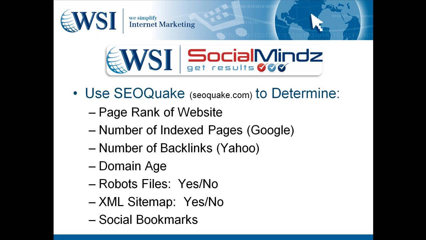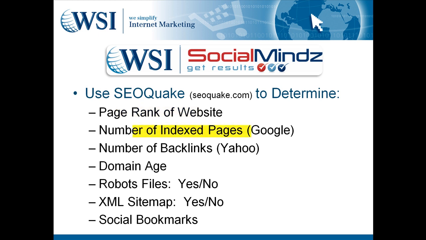So for this example, SEO Quake will provide you a lot of information, but we just want to take a look at the main things that we feel are important when it comes to SEO rankings. The points over here that we've highlighted are PageRank, and this is a scale from 0 to 10 which Google provides, 0 being the worst and 10 being the best. And it's really determined by the quantity and quality of links pointing back to your website.